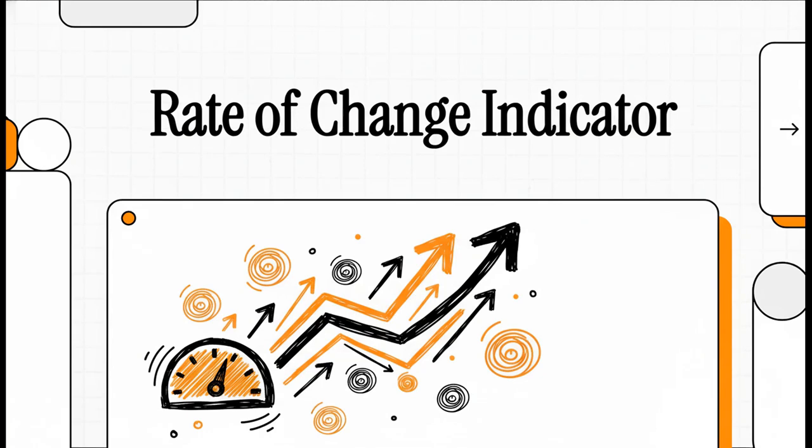Hey everyone, and welcome. Today we're diving into a really classic technical tool that's all about one thing: momentum. It's called the rate of change indicator, or ROC for short. The best way to think about it? It's basically a speedometer for the market.